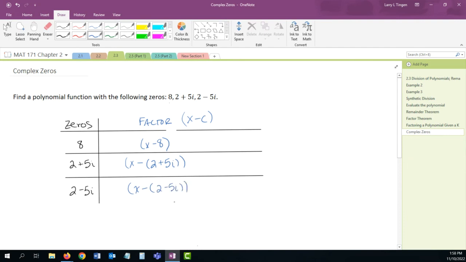Turns out if you have complex zeros or irrational zeros, the conjugates will always be zeros. So conjugate just means these two terms are added and now they're subtracted. That's the difference in them. These two numbers are called conjugates of each other. Everything's the same except for the operation between them. Okay, 2 plus 5i, 2 minus 5i. 7 plus i, 7 minus i. Those are called conjugates.